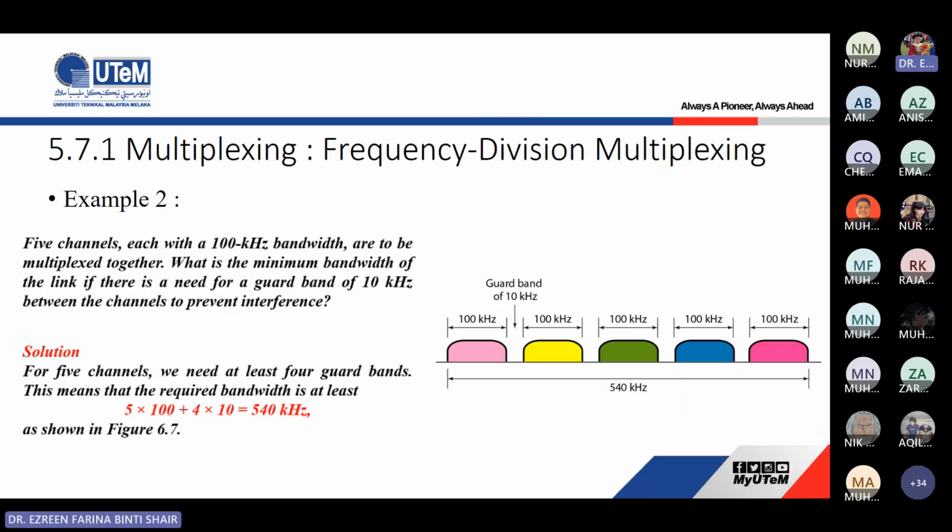The second example, this one. This is also a new slide. Previously, you don't have this. You only have this answer over here. Example 2 states that you have 5 channels, each with 100 kilohertz bandwidth, to be multiplexed together. Meaning that over here you have the multiplexer and you have 5 channels.